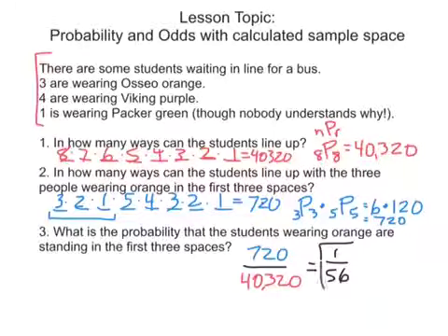So the probability is 1 out of 56 chances that the students wearing orange would be standing in those first 3 spaces. By the way, if you're interested, that is about 1.8% if we divide it. So 1.8%. Not very likely that that line of 8 people would have all 3 people wearing orange be first, second, and third in line.